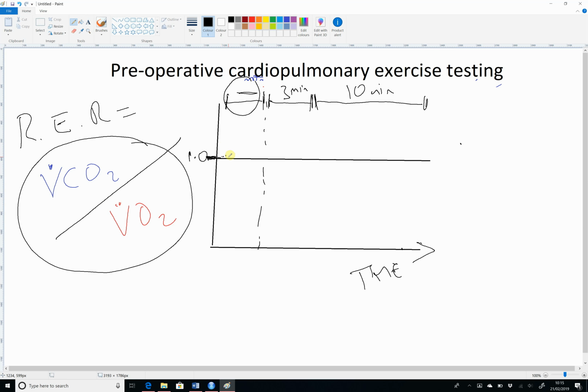You can try and talk the patient down, so to speak, and try and get them to breathe more quietly and not hyperventilate so much. So not such deep breaths, slower, shallower breaths. And by relaxing the patient, these values should come down. And what values should they be when we start the exercise test? They should usually be around about 0.8.